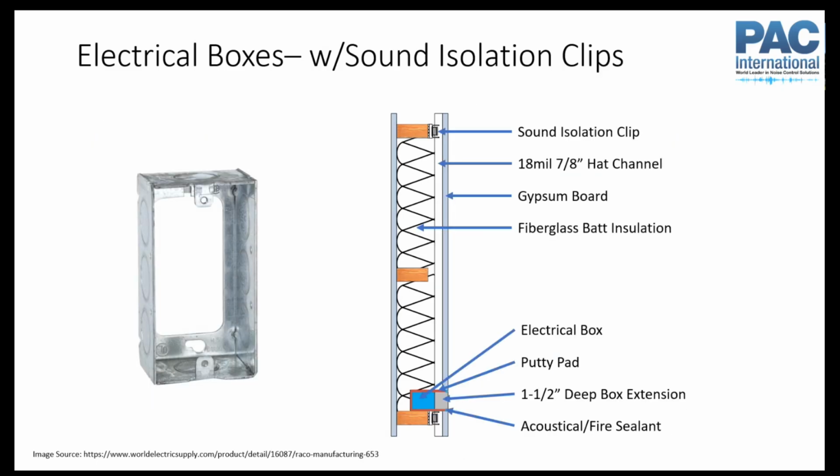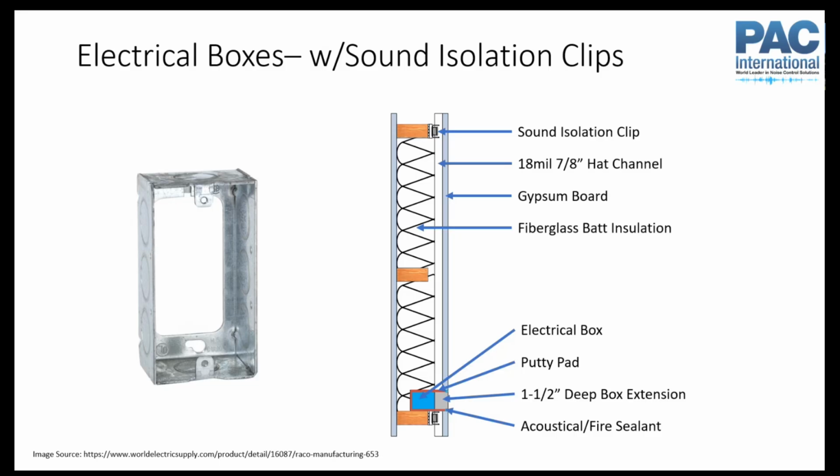Another question that comes up with this oftentimes is if you're using sound isolation clips and hat channel, they move the drywall further away from the studs. So then you have this bigger gap. And we'll be asked, okay, how do I get my electrical box to the actual face of the drywall? So there are electrical box extension rings. They come in a bunch of different depths.